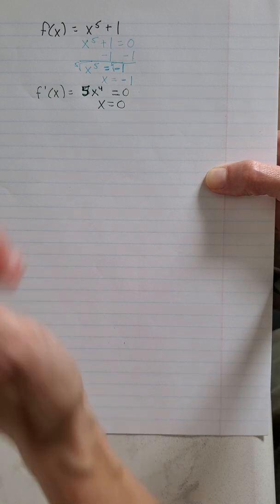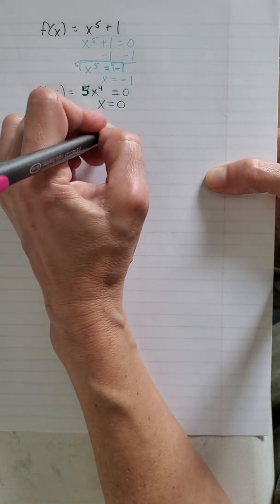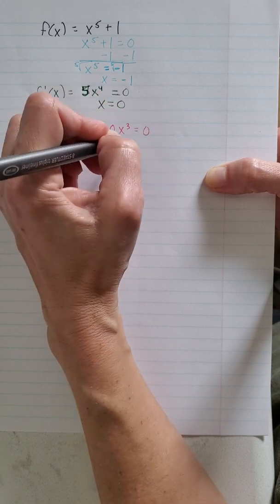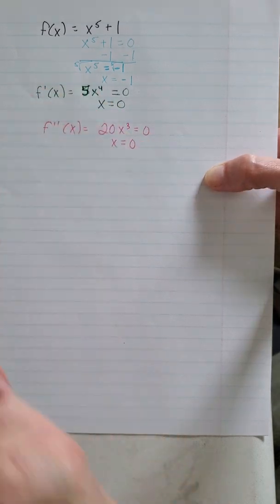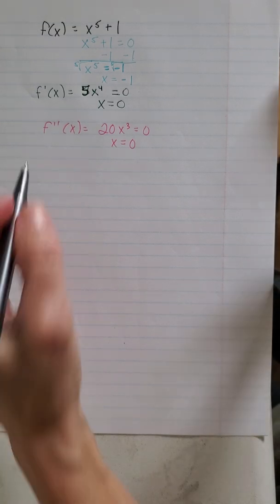My next step is I'm going to take the second derivative, and that's just 20x to the 3rd. And when I set that equal to 0, I also get x equals 0. So it looks like my inflection points and my maximums and minimums might be the same point. And then I make my table.